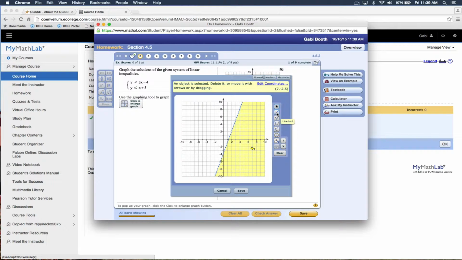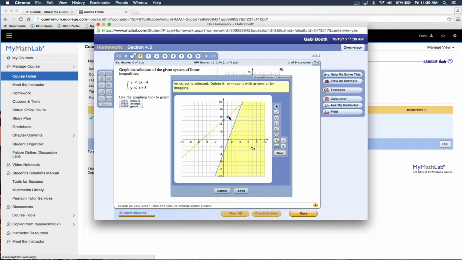I go to my line tool. In this case, the y-intercept is 0, 5, and the slope is 1 over 1. So, oops, you go up 1 and over 1. Now this would be a solid line.